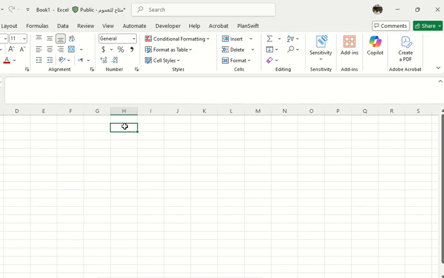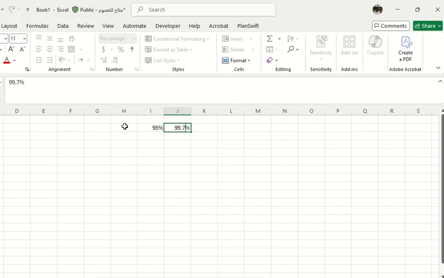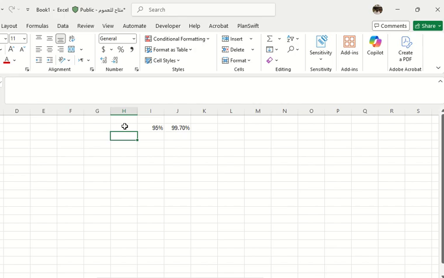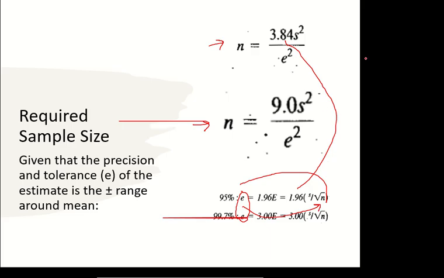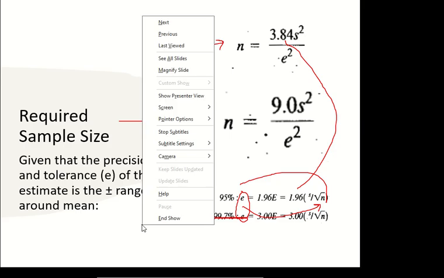I'll put the confidence level here, 95%, 99.7%. The error, plus minus 1, just imagine it's plus minus 1, and this one plus minus 0.5. I have to use these equations. So what is missing here?